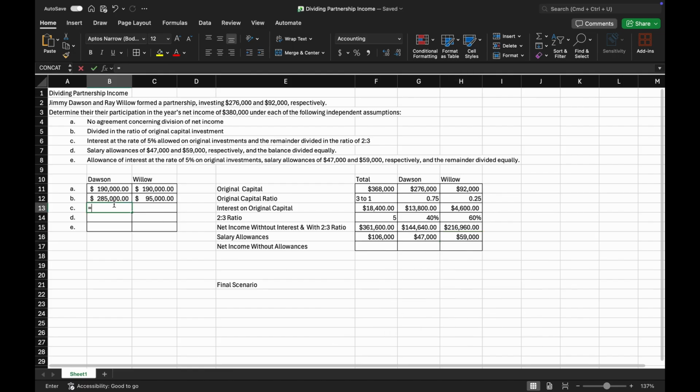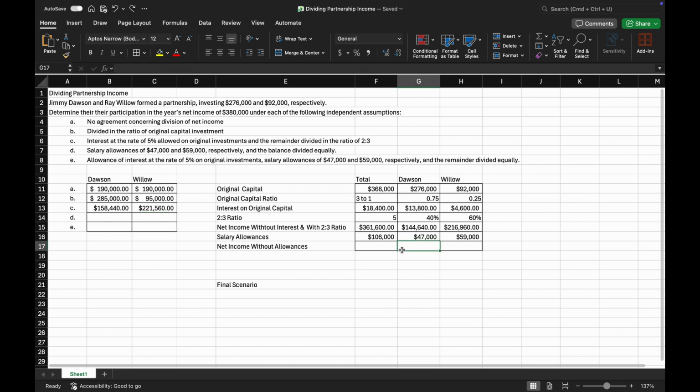For Dawson, that'll be $144,640 plus $13,800, which comes out to $158,440 for Dawson's participation in this year's net income. For Willow, this will be $216,960 plus $4,600, which comes out to $221,560 for Willow's participation in this year's net income.